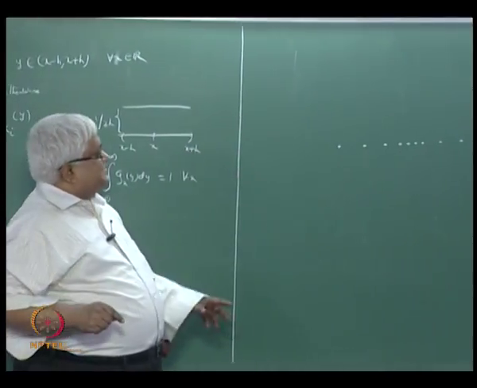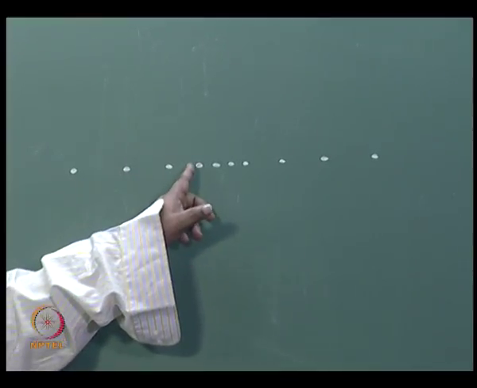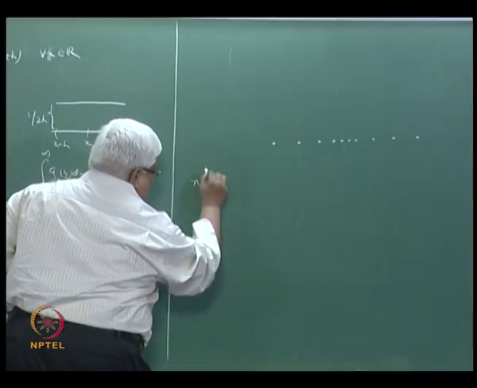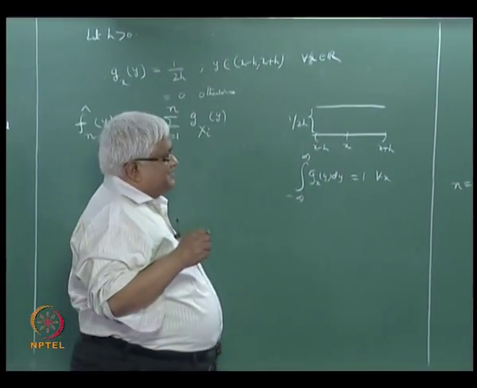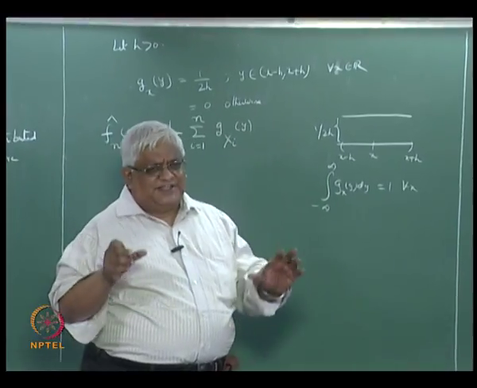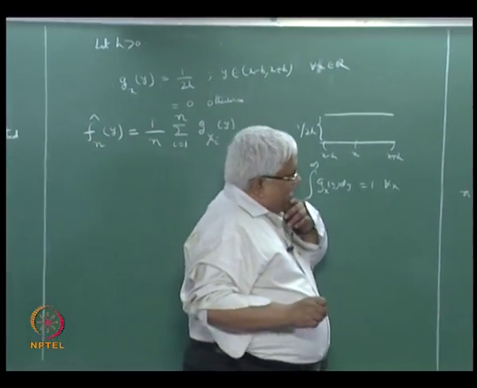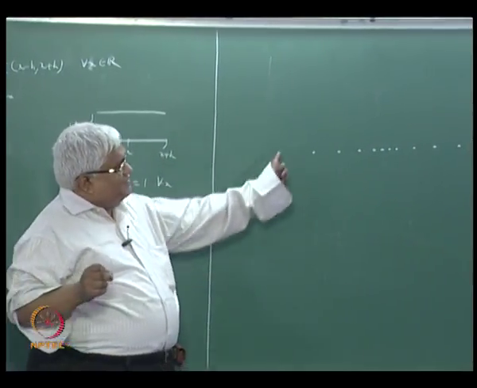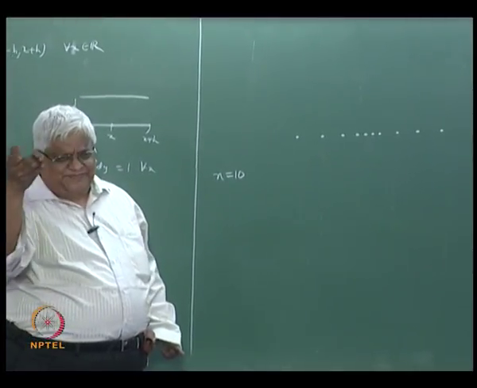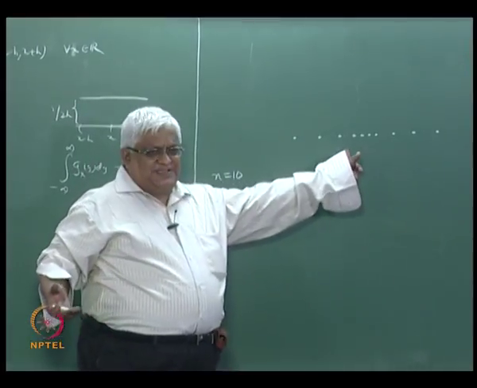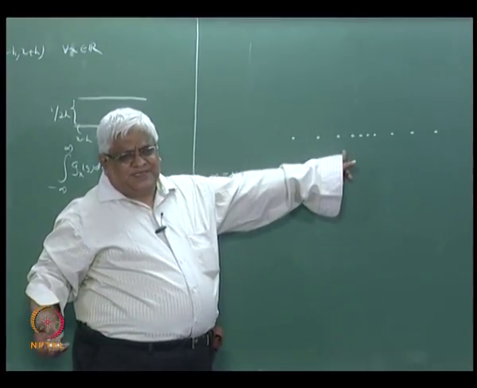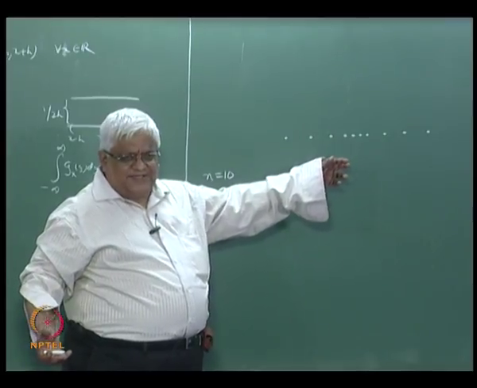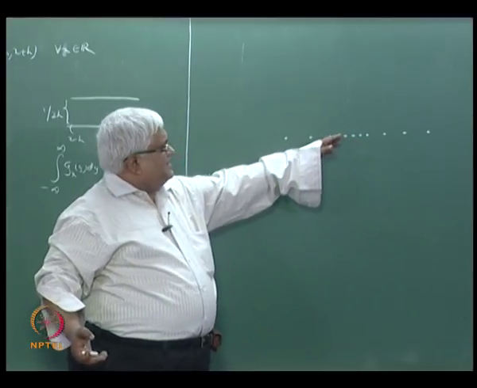Say this is our given data set. How many points are here? 1, 2, 3, 4, 5, 6, 7, 8, 9, 10 points. So n is equal to 10. Now we are supposed to estimate the density function. Given these 10 points, where do you think the density would be really high? Somewhere here, right? And then the density is decreasing.